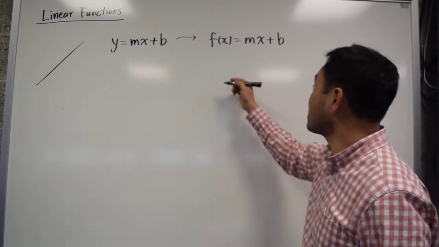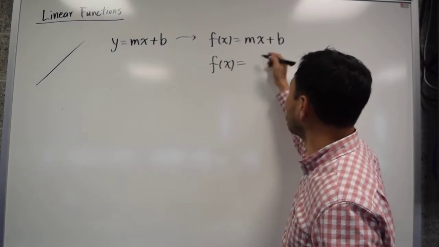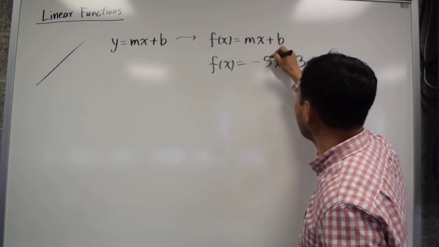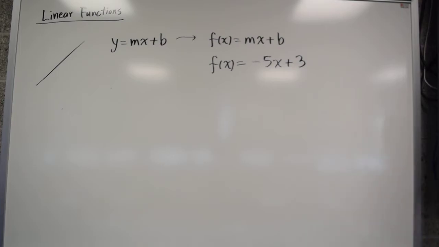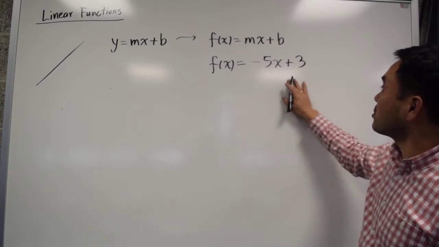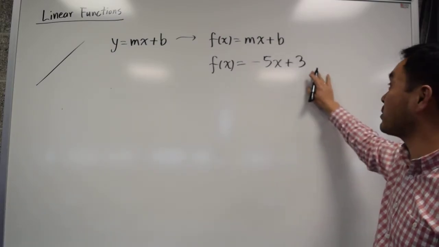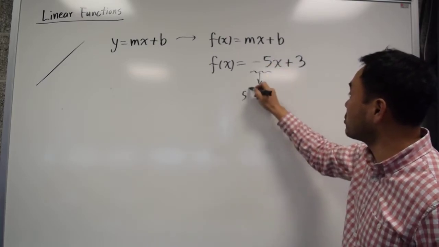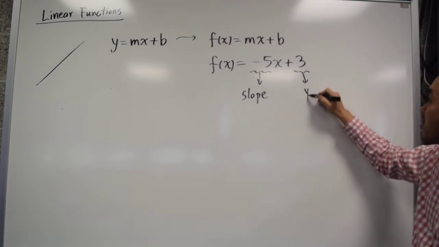Okay? So let's just write some random numbers here. Say minus 5x plus 3. That will be a linear function. Okay? Now, because we're so much used to this mx plus b, we already know how to draw the graph of this. We know that this thing here is called the slope. And this value here is called the y-intercept, right?